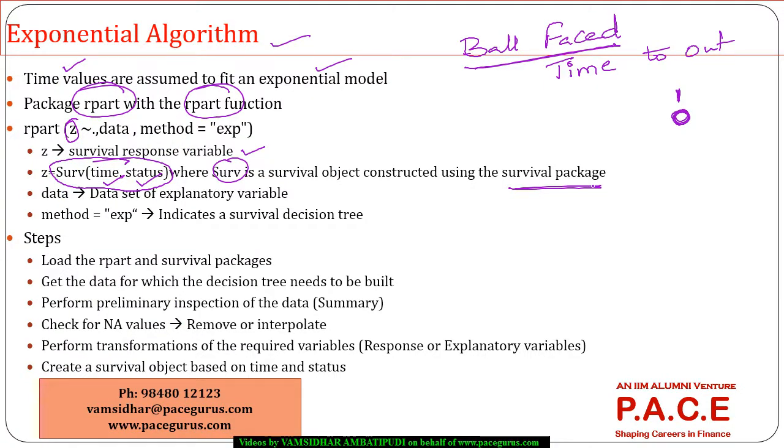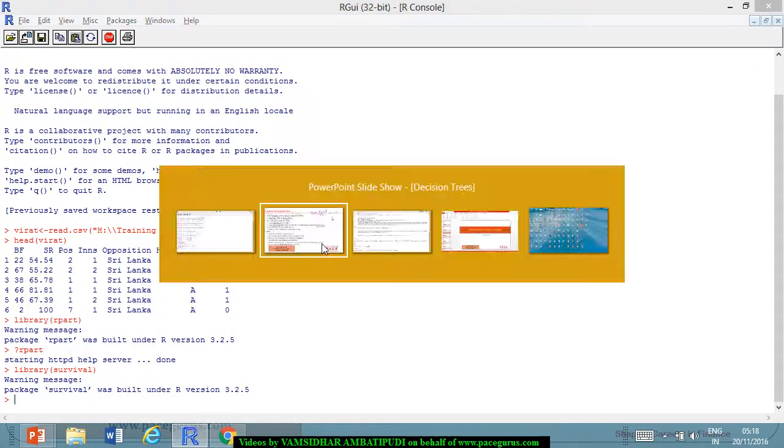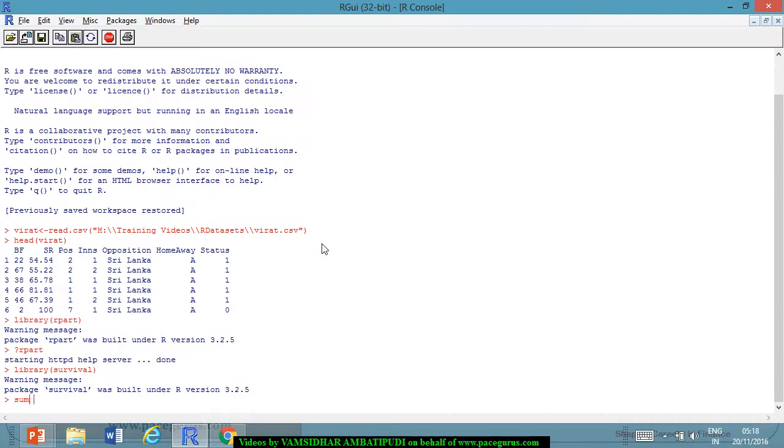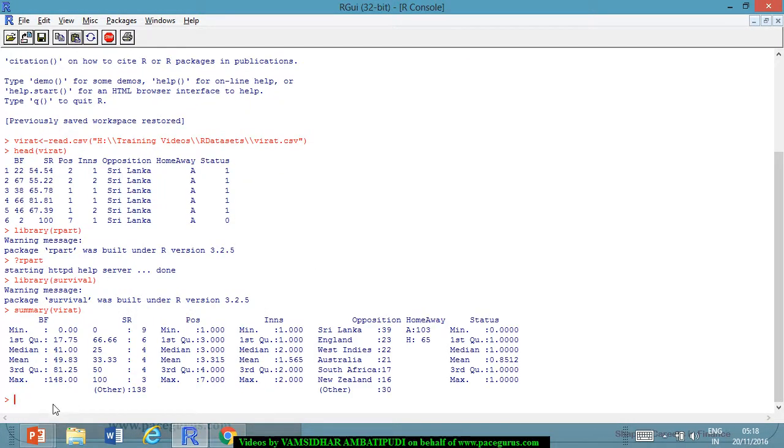The data is the data set containing the explanatory variables, and the method I have to set explicitly as exp, which will indicate a survival decision tree. When I'm setting the method as exp, that itself indicates that it is a survival decision tree. So first I have to load the packages, rpart and survival, which I have already done. Then I have to get the data. We have already loaded the data, Virat. Let me perform some basic summary on that Virat to see if there are NAs or some such stuff. I don't think there are any.